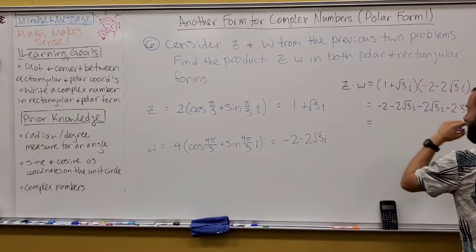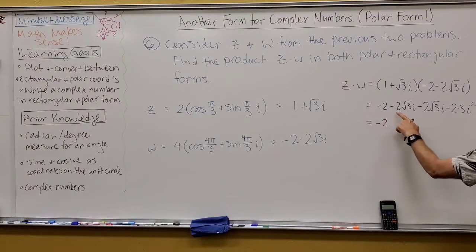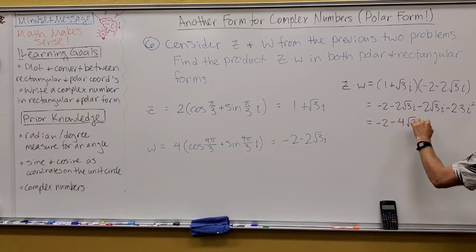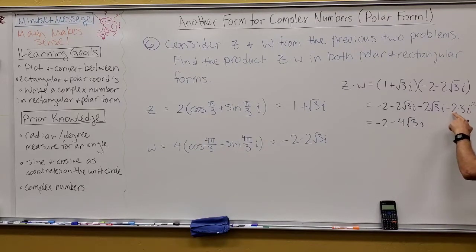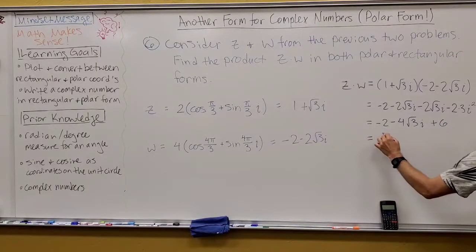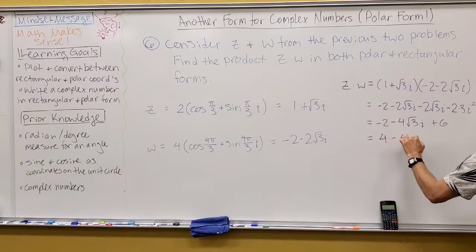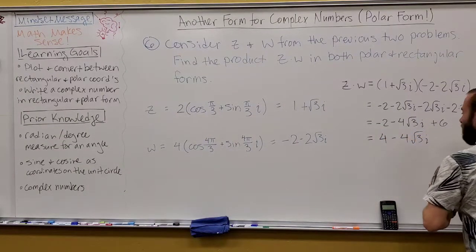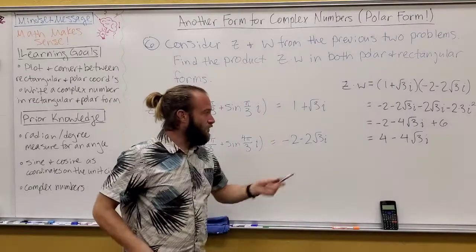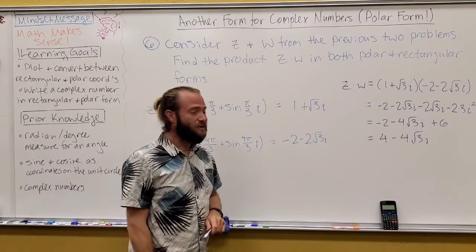So let's put some stuff together. This becomes negative 2. These i's can combine to minus 4 root 3i. i squared is negative 1, and so I get negative 6 times negative 1 becomes a plus 6. So in the end, negative 2 plus 6 is 4. So I have 4 minus 4 root 3i. So there's the product in rectangular form.